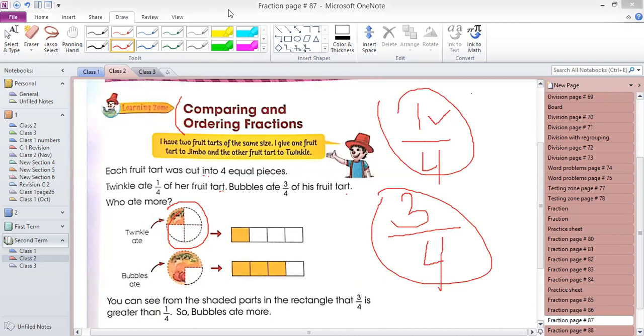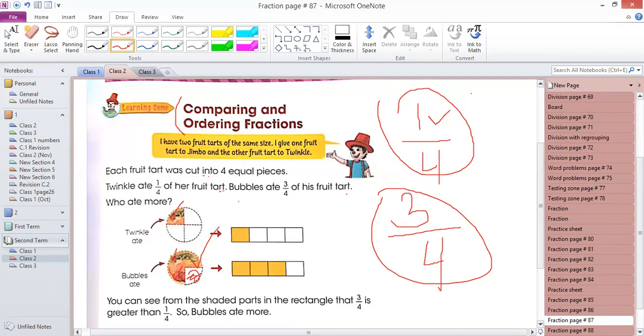Bubble. Very good. The answer is Bubble. Why? Because out of 4 equal parts, Bubble ate 3 of the parts. This is 4 parts, but Bubble ate this one also, and this one also. Only this part is left. Whereas Twinkle only ate 1 part out of 4 parts.